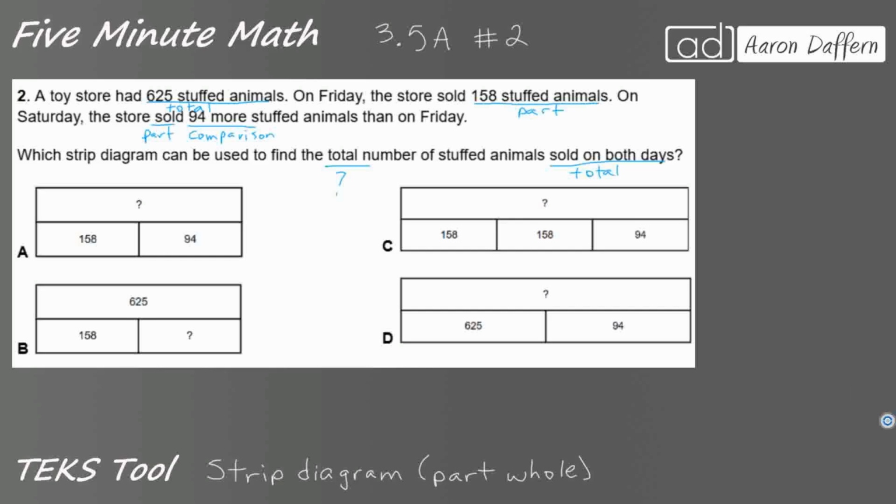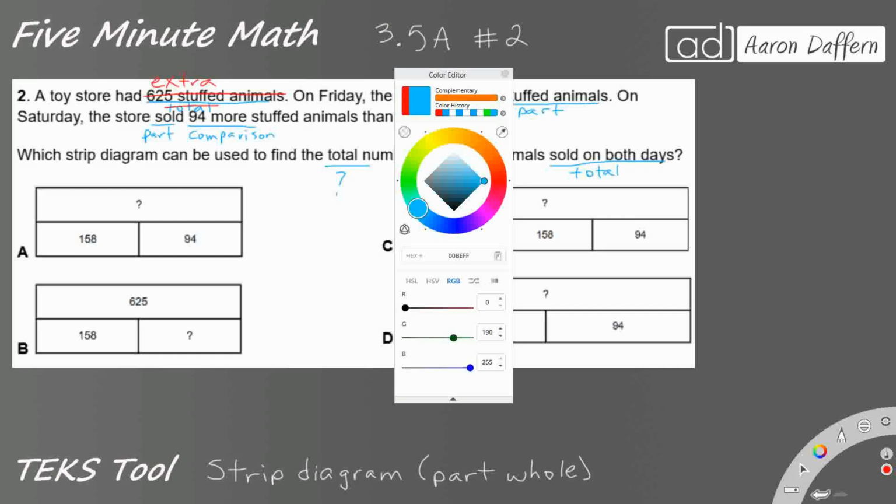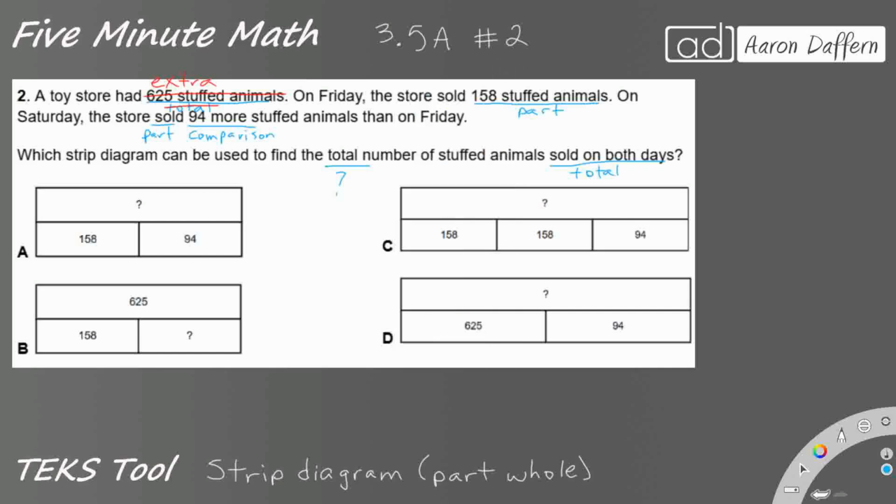And so what I'm going to do is make this red. We're going to cross this out and we're going to say this is extra information. So every once in a while, you will get something that shows you extra information and you just don't need it. And that's okay. So I'm looking for my total of both days. So this is going to be Friday and this is going to be Saturday is what I'm needing. So Friday plus Saturday is what I need.